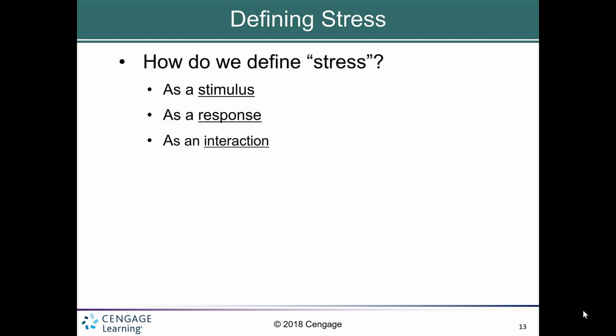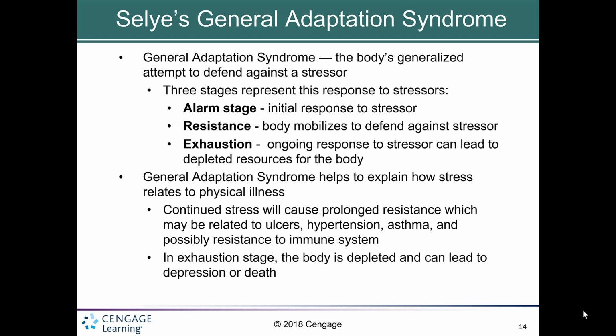To get a better understanding of how stress is defined, we must review two theories. One of those theories is the general adaptation syndrome, which defines stress as a non-specific response to a variety of environmental stressors. Selye coined the term general adaptation syndrome, or GAS, to refer to the body's generalized attempt to defend itself against a stressor. So think about those physiological responses.